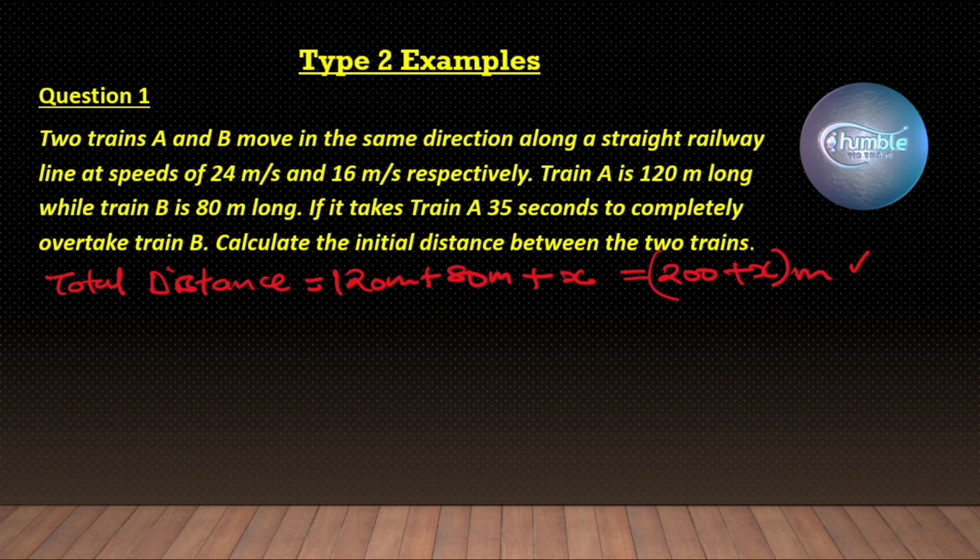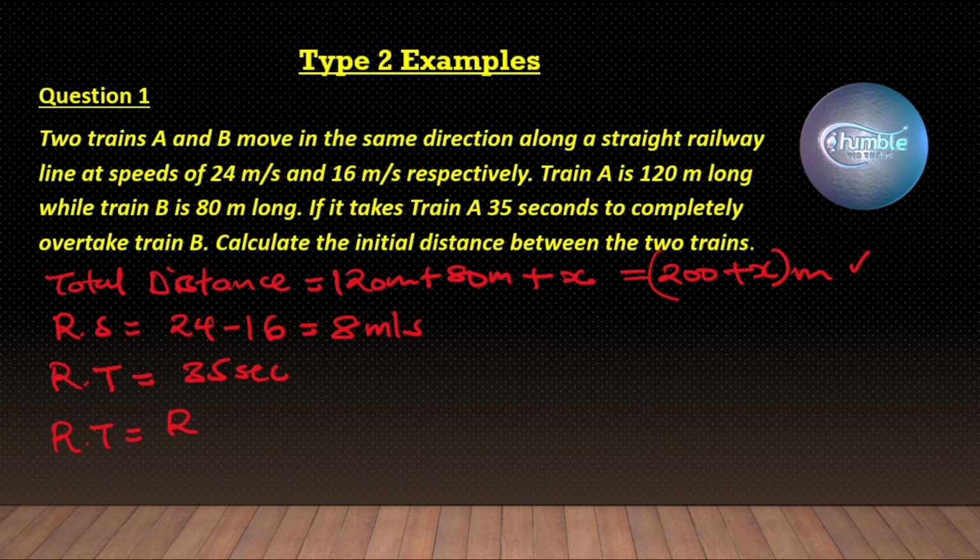And then we are told the speed of the two is 24 and 16. So we can now get the relative speed. Relative speed is going to be the difference between the two speeds, 24 minus 16, and this one gives us 8 meters per second. We're told that it takes train A 35 seconds to completely overtake train B, meaning we have already been given the relative time.